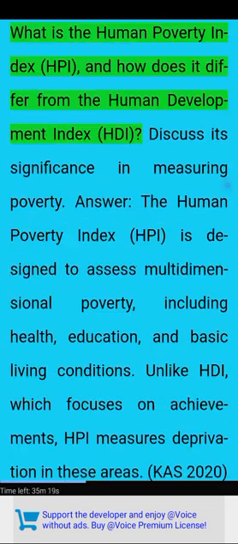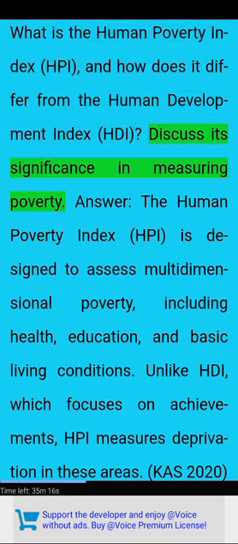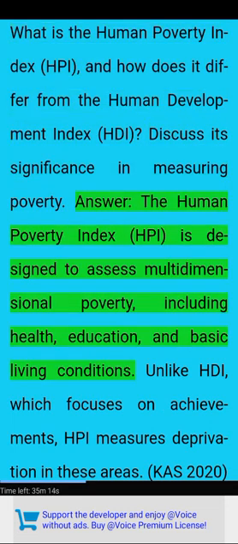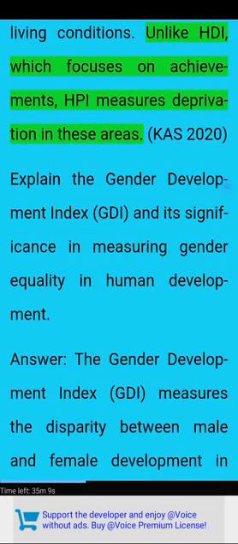Previous year questions. What is the Human Poverty Index (HPI) and how does it differ from the Human Development Index (HDI)? Discuss its significance in measuring poverty. Answer. The Human Poverty Index (HPI) is designed to assess multidimensional poverty, including health, education, and basic living conditions. Unlike HDI, which focuses on achievements, HPI measures deprivation in these areas. CAS 2020.